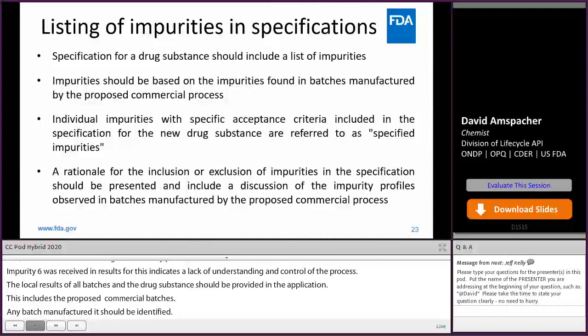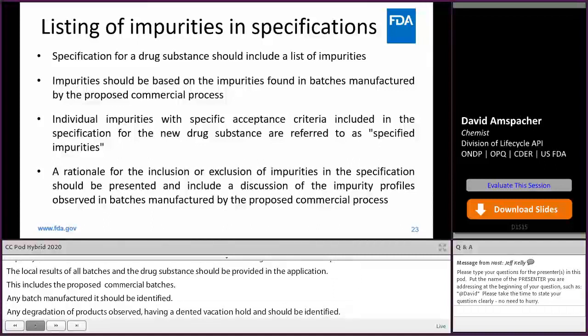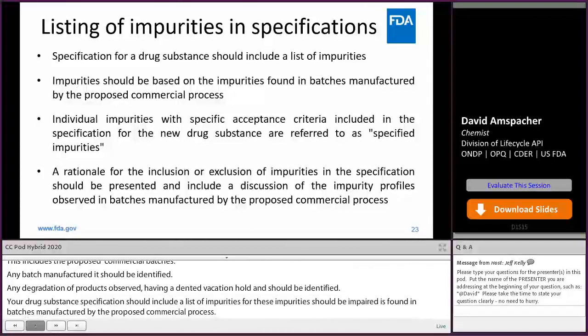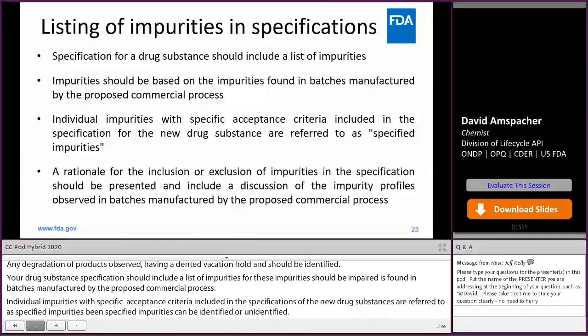Your drug substance specification should include a list of impurities. These impurities should be the impurities found in batches manufactured by the proposed commercial process. Individual impurities with specific acceptance criteria included in the specifications for new drug substances are referred to as specified impurities. Specified impurities can be identified or unidentified. Also, a rationale for the inclusion or exclusion of impurities in the specification should be presented and include a discussion of the impurity profiles observed in batches manufactured by the proposed commercial process.